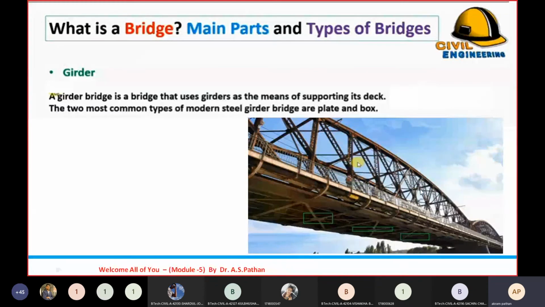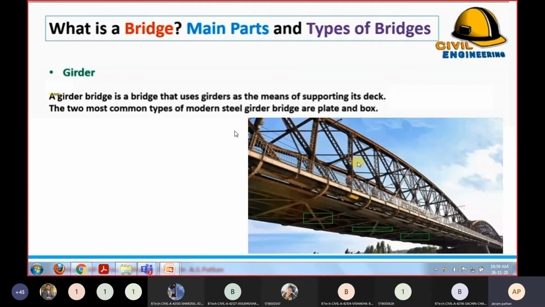So the common types of modern steel girder bridge are the plate girder and the box girder. So we have the plate girder and the box girder. This will take the load from the deck, and the girder will transfer it to the piers. So the girder plays an important role in transferring the load from the deck slab to the bridge piers. So these things we should take into consideration in the case of the bridge girder.